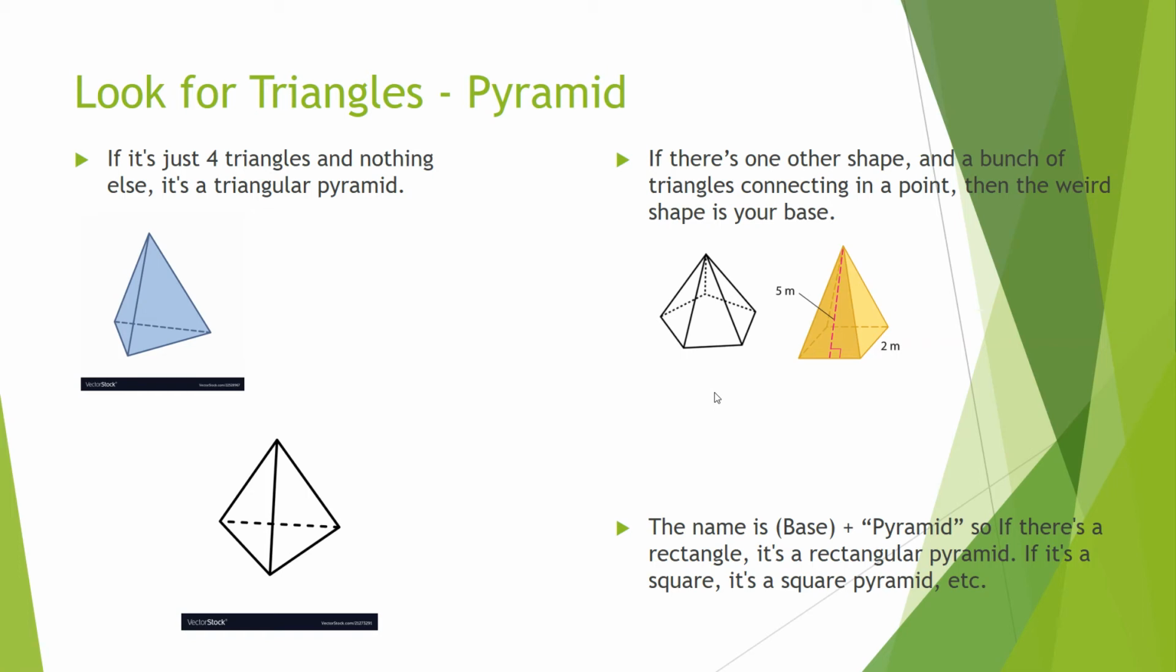When you go to calculate your volumes, you need to find the area of that weird base shape, and then you're going to calculate your height perpendicularly to the base. We'll talk about how that works separately. But the key is just being able to identify what your base shape is, what type of shape you're dealing with, because pyramids have very different formulas from your prisms.